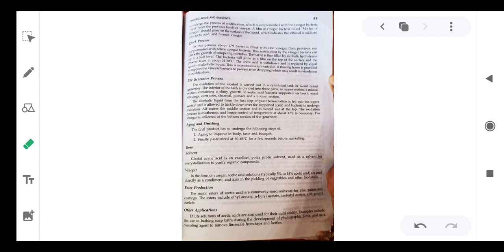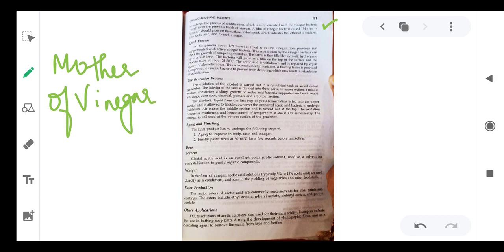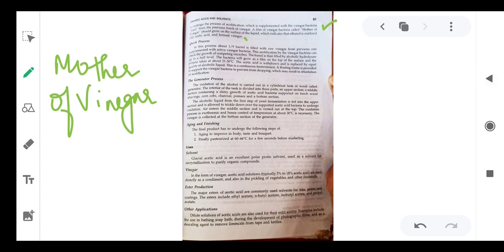So it undergoes the process of acidification, which is supplemented with the vinegar bacteria from the previous batch of vinegar. Means from the previous batch of vinegar you take the bacteria, and it is called mother of vinegar. A film of vinegar bacteria called mother of vinegar should go on the surface of the liquid, which indicates that ethanol is oxidized into acetic acid and forms your vinegar.